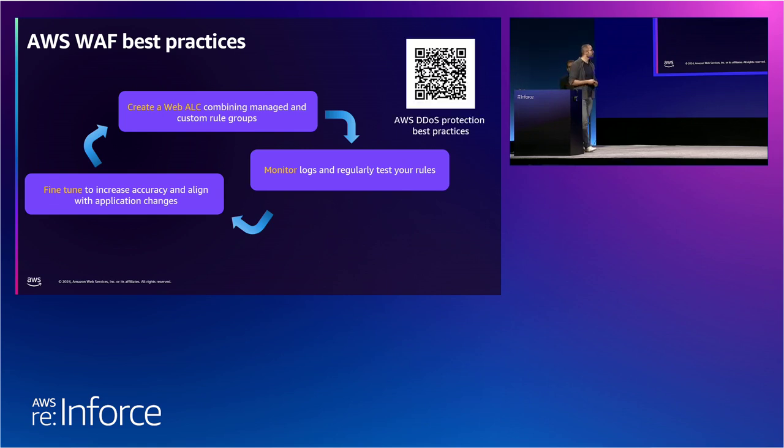And I want to leave you here with some DDoS protection best practices, because we did touch on DDoS. But again, it's not just using Shield, it's not just using WAF, it's also doing well-architected deployments with your architectures to make sure that you can accommodate those initial spikes of traffic when we're seeing DDoS traffic.